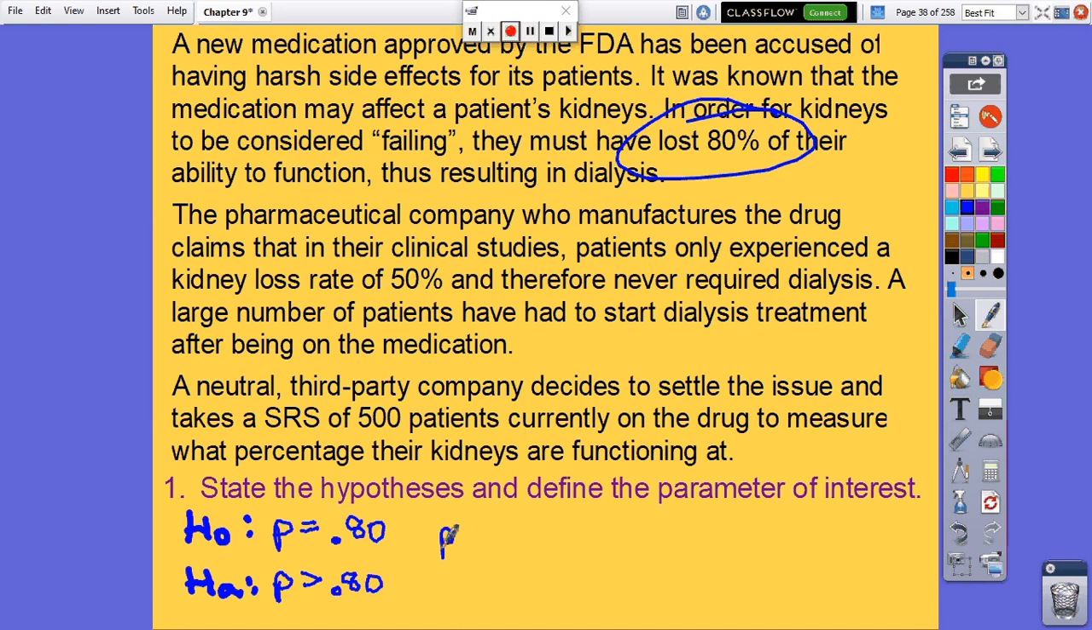So p, the population proportion, is the proportion of kidney loss. Proportion of kidney loss. All right. So again, null hypothesis, we're going to put it right at 80, because if it's more than 80, they got to go on dialysis. So there's our alternate. There's where we're showing, yeah, these patients really are having to go on dialysis. It's more than 80% loss.